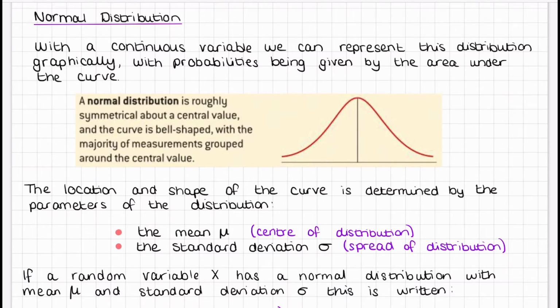Now, the location and shape of the curve is determined by the parameters of the distribution, which are the mean, which is right in the centre of the distribution, and the standard deviation, which is the spread of the distribution.